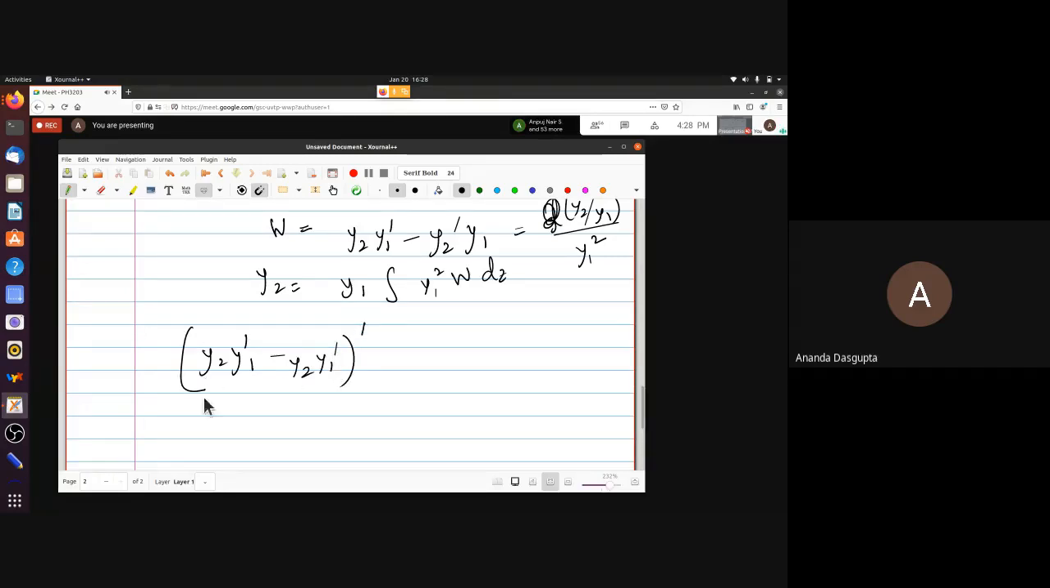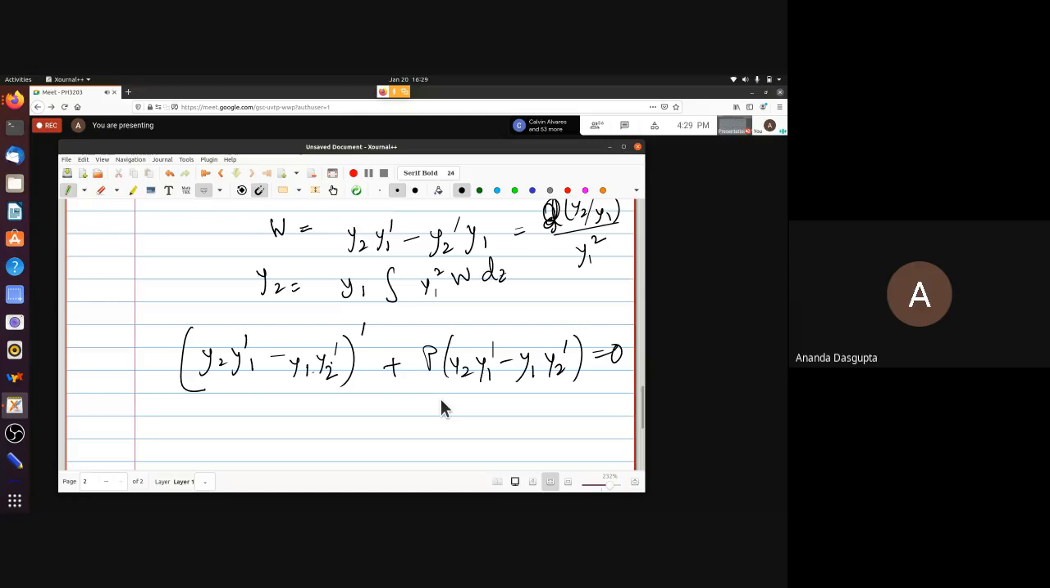The derivative of this Wronskian is nothing but y2 y1 double prime minus, sorry, I wrote the same thing twice, y1 y2 double prime minus y1 y2 double prime, and what you have is really this, right? That is, you write down the differential equation twice, once for y2, again for y1, multiply the first one by y1, the second one by y2, and then subtract. You end up with an equation for the Wronskian.